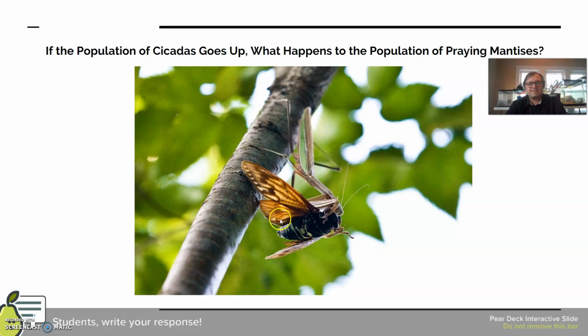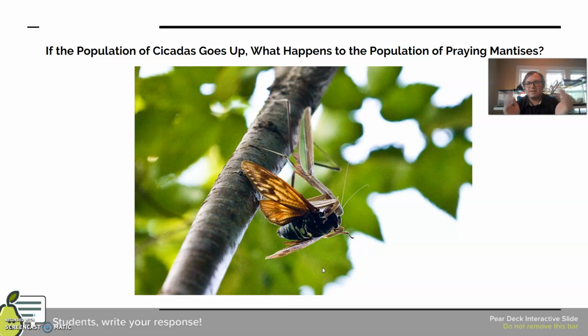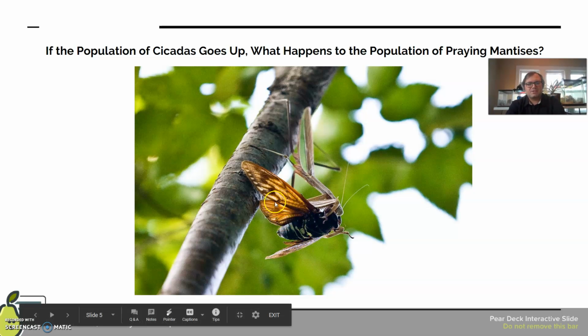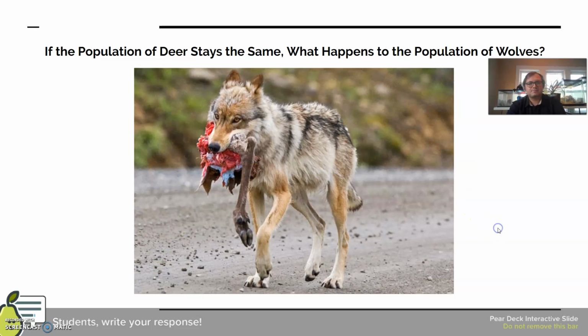If the population of cicadas, that's our insect here with the wings, you probably hear them making that zzz in the summertime in the middle of the hot day, if the population of cicadas goes up, what happens to the population of praying mantises? You see a mantis here disguised on the tree eating our cicada. If the population of deer stays the same, what happens to the population of wolves? Go ahead and think about that one.